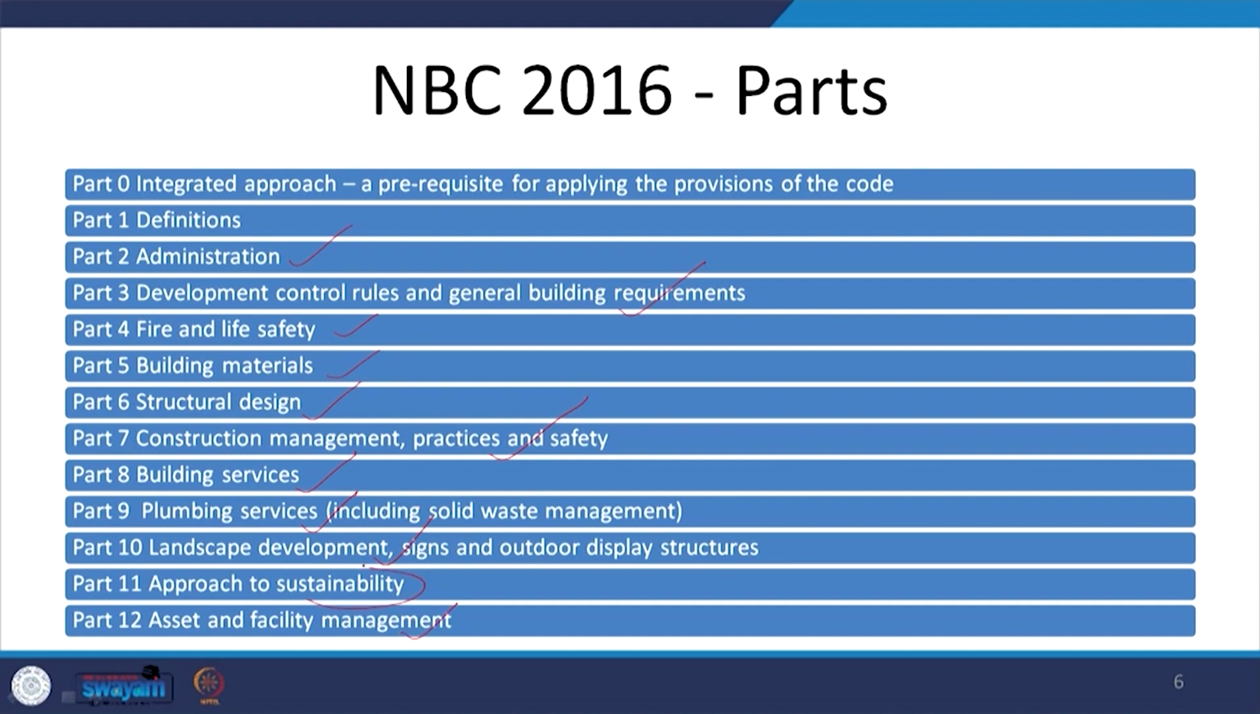And in the latest version of NBC, which was released in 2016, we also saw the addition of a chapter, which is part 11, approach to sustainability. In the earlier versions of NBC, before 2016, this approach to sustainability was not there. Now, with the addition of this part 11, the sustainable features in green buildings or in buildings become an integral part officially.